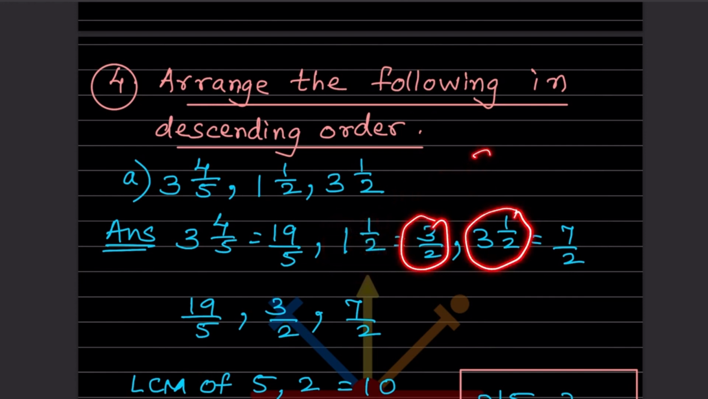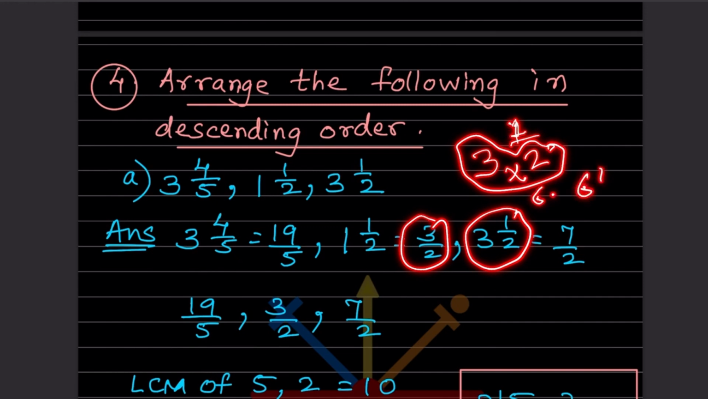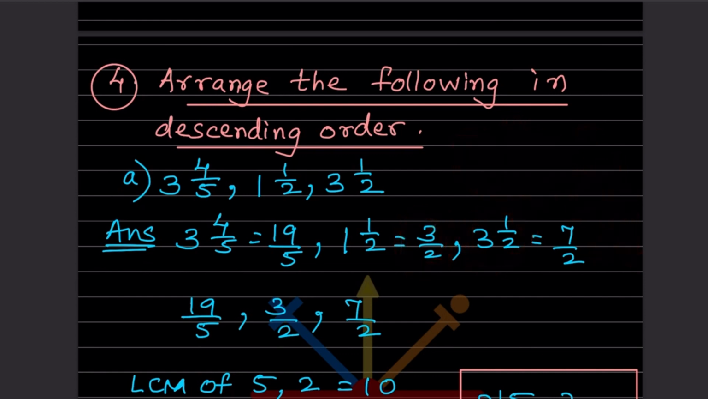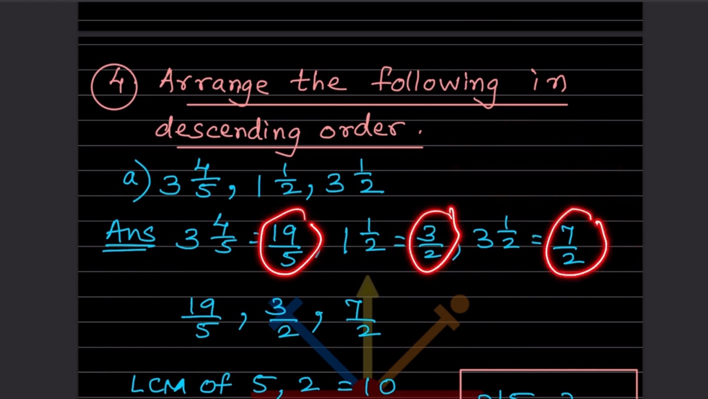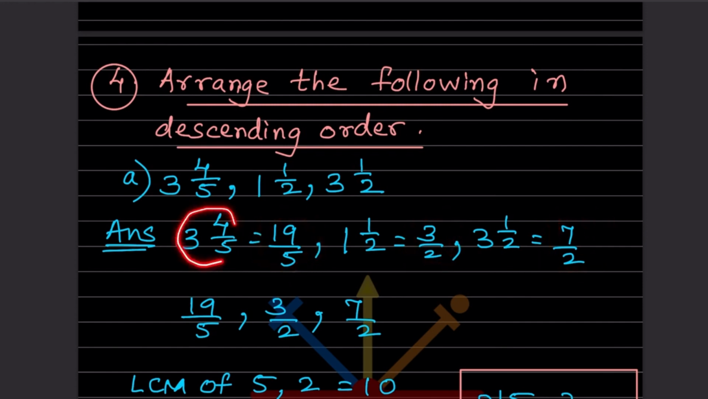Again here, 3 integers 1 by 2 means you are going to multiply 3 times 2, which is 6, and what is in the numerator you are going to add, and the denominator you write as it is. So that is going to be 7 by 2. Once you have these numbers, this is the extra step. It is the same as what we did for the ascending one. So the first important thing is that from the mixed fraction, you have to make it into the improper one.